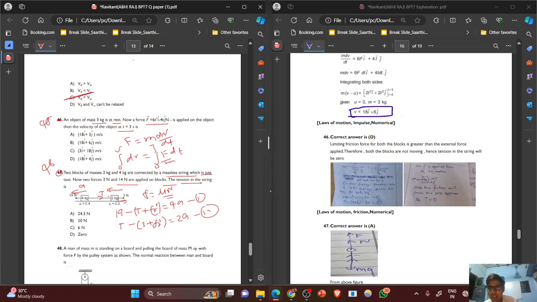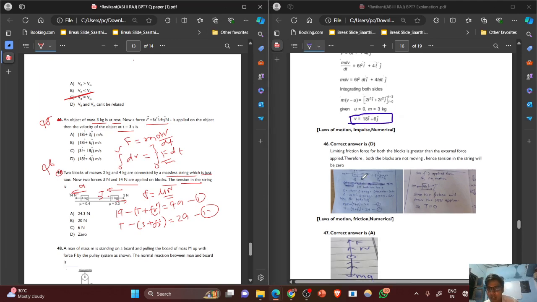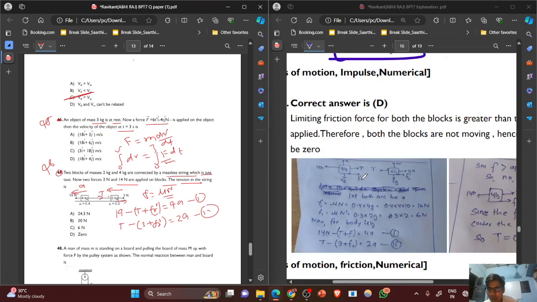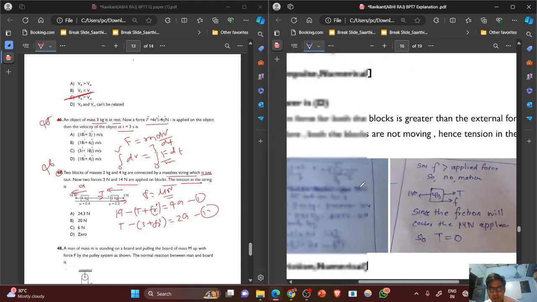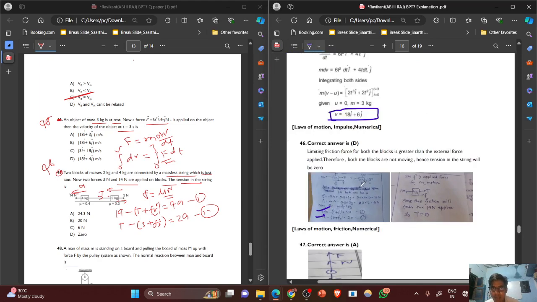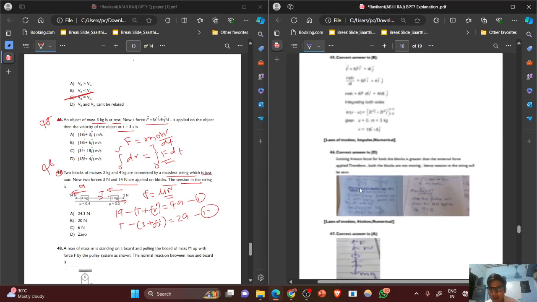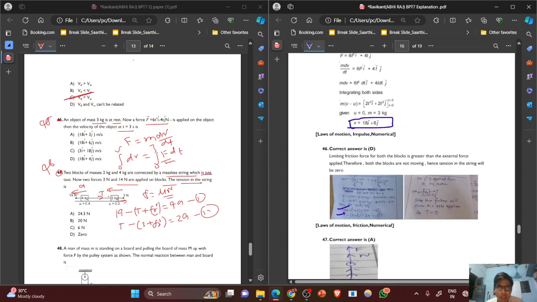As you can see here, it has been solved. Let me zoom it for you. You can see the first equation as I wrote here and the second equation as I wrote here. Now you can see it has been solved and we get the tension value to be 0. So you can do it in a similar manner. Your correct answer will be option D.